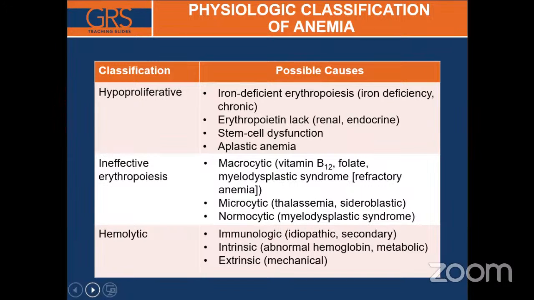Ineffective erythropoiesis possibly causes macrocytic anemia associated with vitamin B12 deficiency, folate deficiency, or myelodysplastic syndromes. Microcytic anemia caused by conditions like thalassemia or sideroblastic anemia, and normocytic anemia. This is seen in myelodysplastic syndromes where red blood cells are of normal size but are produced inadequately. Hemolytic anemia may be due to immunologic causes, and this includes idiopathic or secondary autoimmune hemolytic anemia. Intrinsic causes are due to abnormalities in hemoglobin or metabolic process. Extrinsic, caused by mechanical destruction of red blood cells, like mechanical heart valves.